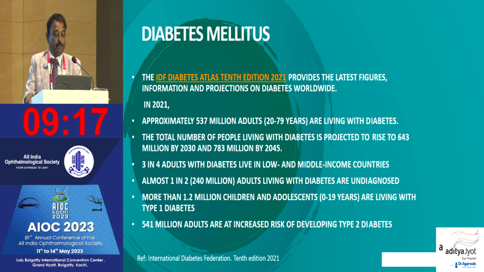The total number of people living with diabetes is projected to rise to 643 million by 2030 and 783 million by 2045. 3 in 4 adults with diabetes live in low and middle income countries, and almost 1 in 2, about 240 million adults living with diabetes, are undiagnosed. This is a world problem. More than 1.2 million children and adolescents between 0 and 19 years are living with type 1 diabetes, and 541 million adults are at increased risk of developing type 2 diabetes.